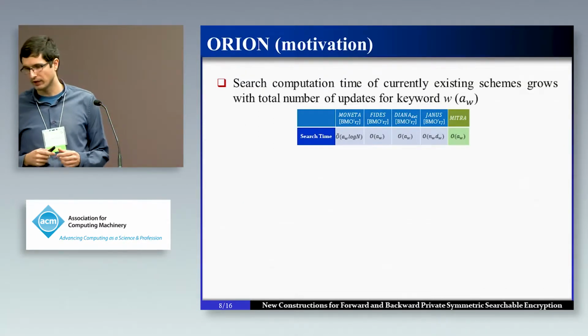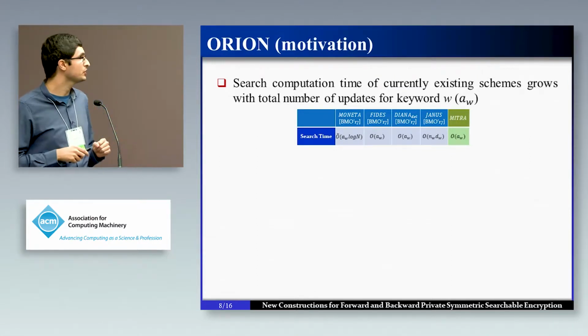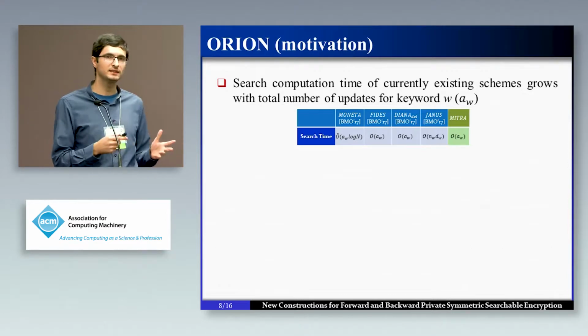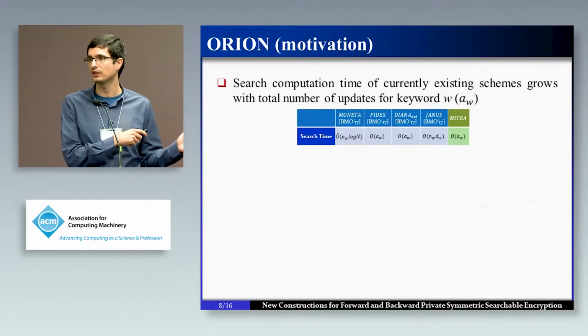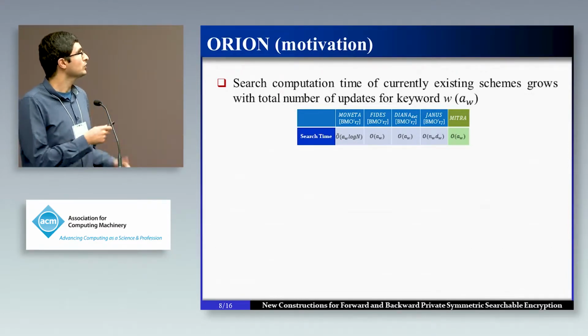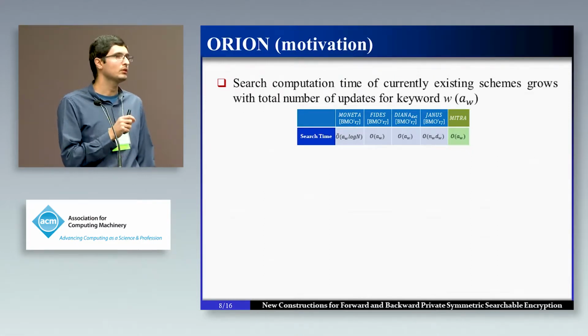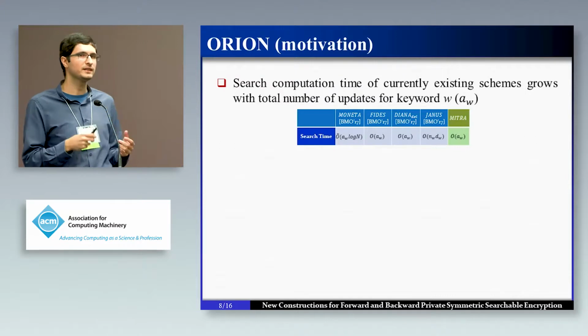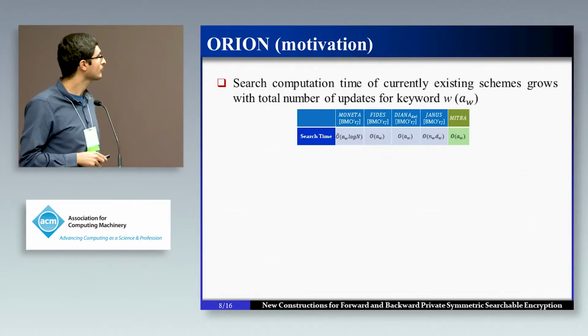Before I explain ORION, let me mention its motivation. Search computation time of currently existing schemes, including MITRA, which I explained, grows with the total number of updates for each keyword. Let me give you an example why it is a bad idea.